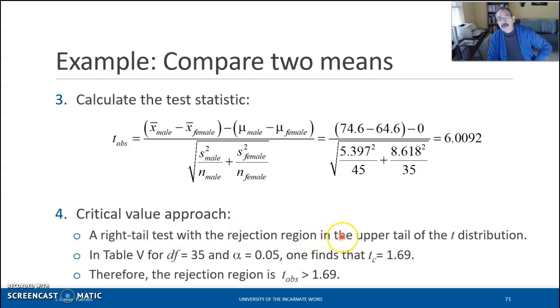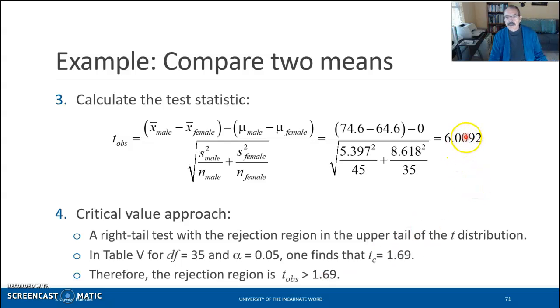All right, so if we decided to follow the critical value approach, then the right tail test with the rejection region will be in the upper or right tail of the t-distribution. So we go into table 5, we use 35 degrees of freedom, and this is a right tail test, so we use the alpha of 0.05. If you look at the row where you see 35 degrees of freedom and go across to the probability of 0.05, you find that the t-critical is 1.69. Therefore, the rejection region is whenever the t-observed is larger than 1.69, then you reject the null hypothesis.